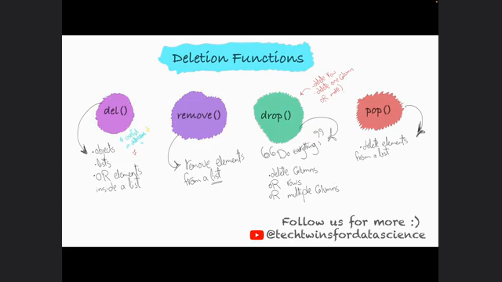elements inside a list. Next we have the remove function that can remove elements from a list. And we have also the drop function, and this really can do everything. It can delete rows, one column, or even multiple columns at the same time. And finally, the pop function, and it can delete elements from a list. As you can see, remove and pop functions can do the same thing. And now I want to show you the practical side as well.